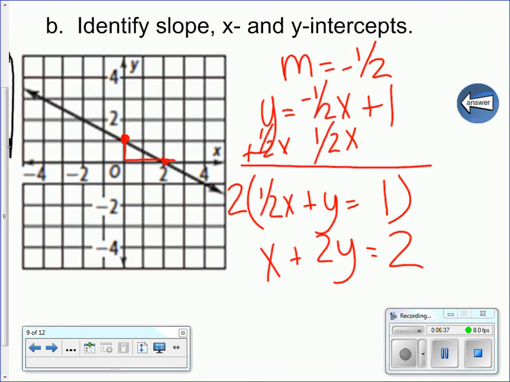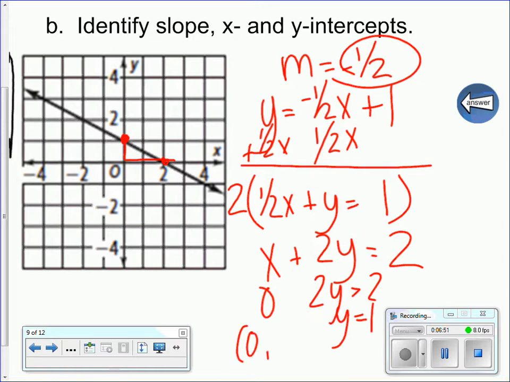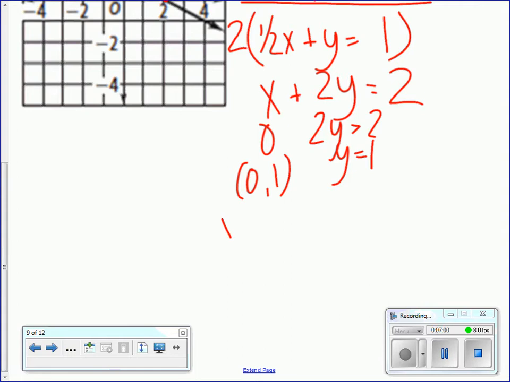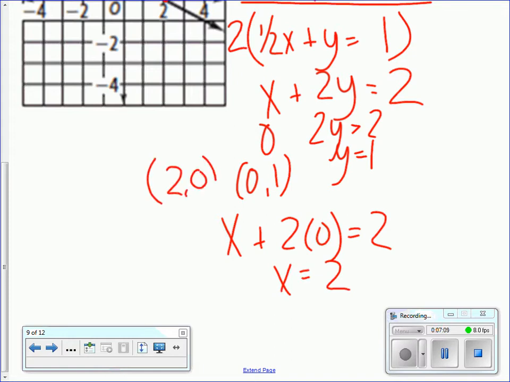So here's my slope, and my y-intercept is, if I put in 0 for x, that gets me 2y equals 2, so y equals 1. So that's my y-intercept, 0, 1. And my x-intercept, I do the same thing, but I put in 0 for y. So x plus 2 times 0 equals 2, so x is equal to 2. So my x-intercept is 2, 0.